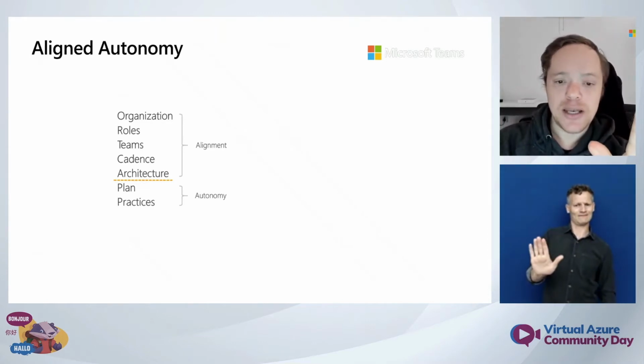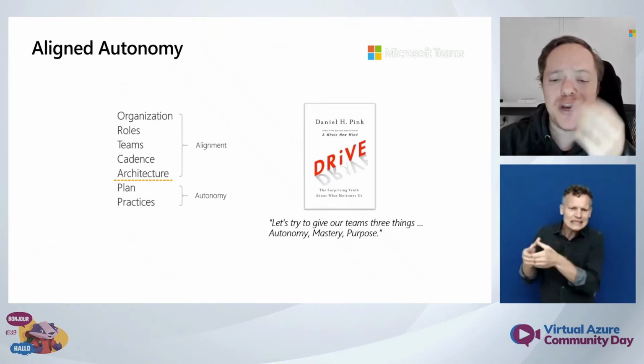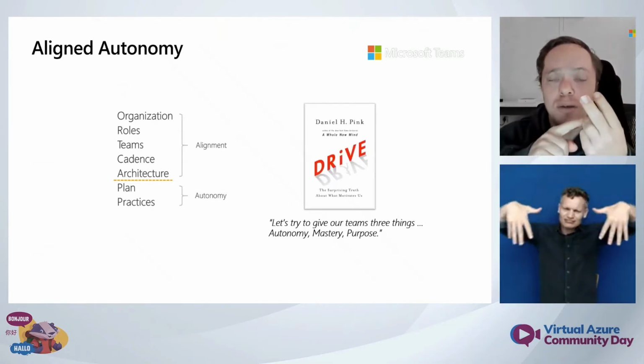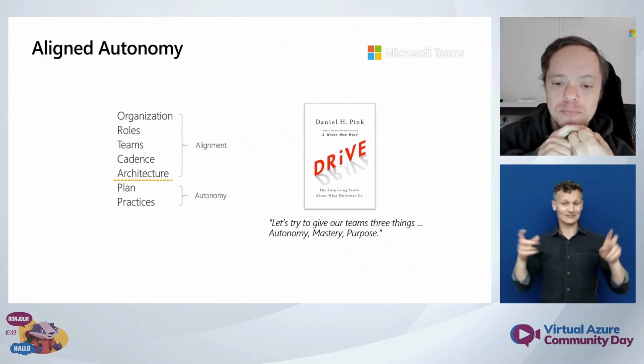It's easier said than done. And it's kind of summed up in the book by Daniel H. Pink. So let's give our teams 3 things, and we're going to discuss them: autonomy, mastery, and purpose.